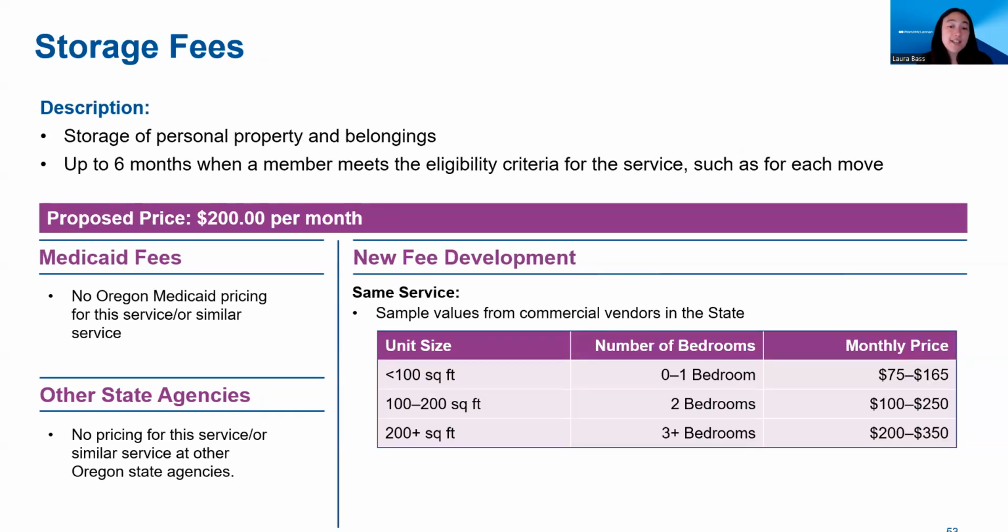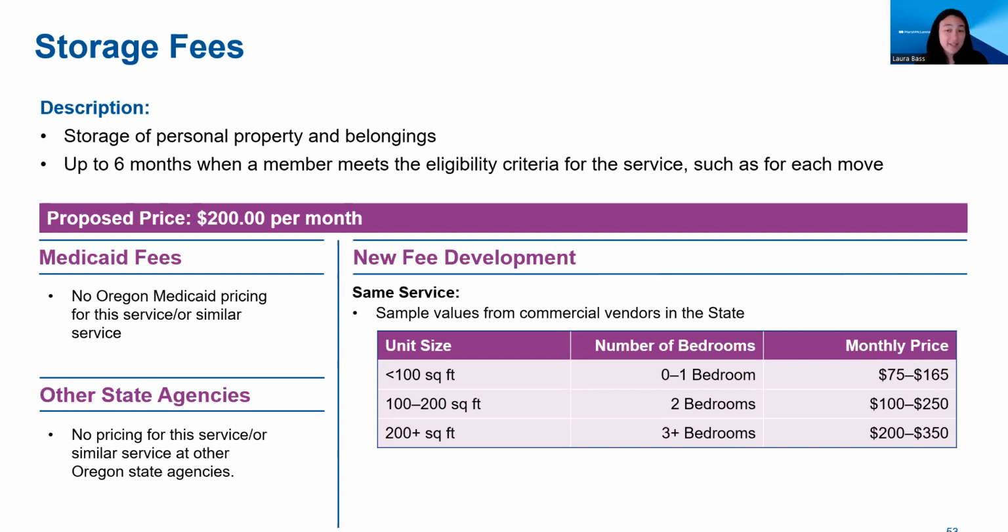So storage fees pays for storage of personal property and belongings for the member. This is a recently created service for which we have not solicited much feedback yet, and so we're particularly keen to hear from you. We didn't find any existing Oregon Medicaid rates or other Oregon state agencies paying for this sort of service. We also didn't find other states providing this service.